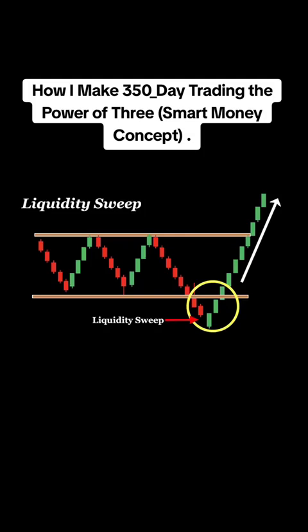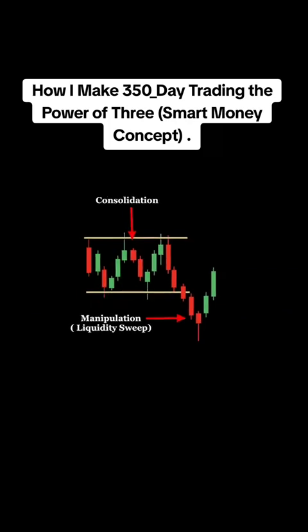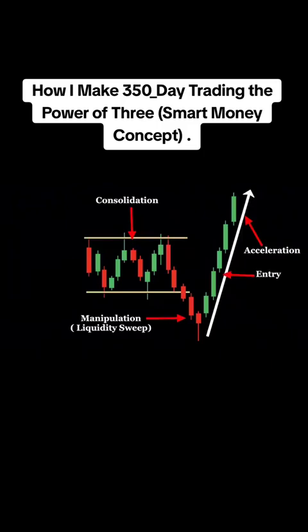As smart money traders, we aim to enter during this acceleration phase to capitalize on the liquidity grab after stop losses are triggered. The acceleration phase is the major move that follows a liquidity sweep. After smart money triggers stop losses in a liquidity sweep, price rapidly moves in the opposite direction. As retail traders, we enter trades right after the liquidity sweep to ride this next big move, taking advantage of the momentum created by smart money's actions.